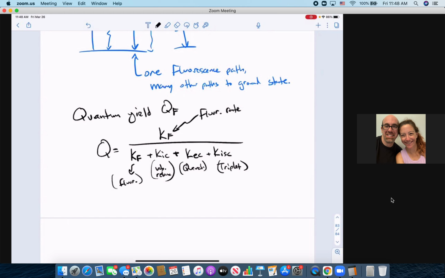A quantum yield of 1 means that the fluorescent rate is the largest rate by far. All the other things become negligible, right? Then you have Kf over Kf, which last time I checked, X over X is 1. A molecule that we call non-fluorescent doesn't mean that it's not capable of fluorescence. It means that the other methods, like quenching and vibrational relaxation and intersystem crossing to triplet states, are more favorable.